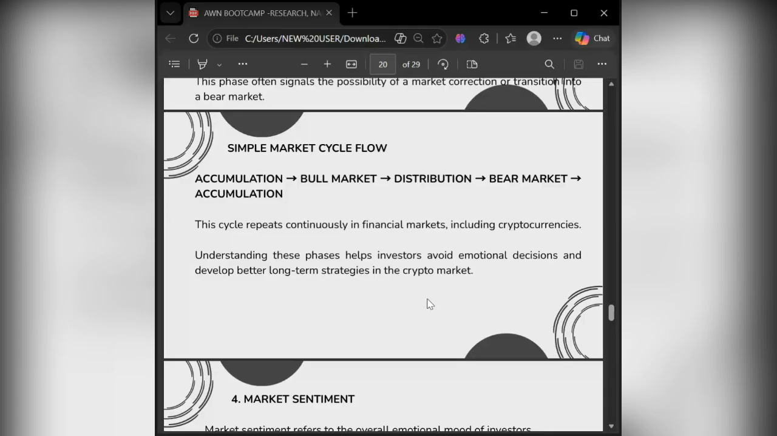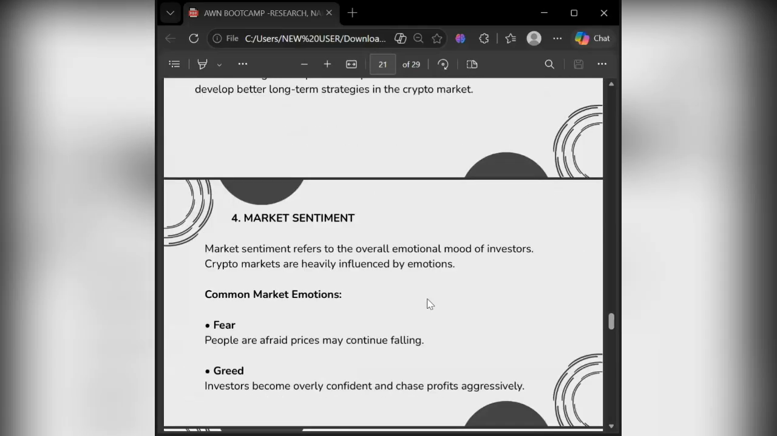We'll go over to market sentiment. Go back to market sentiment. So just give me a minute. We go back to market sentiment. So just give me a minute.